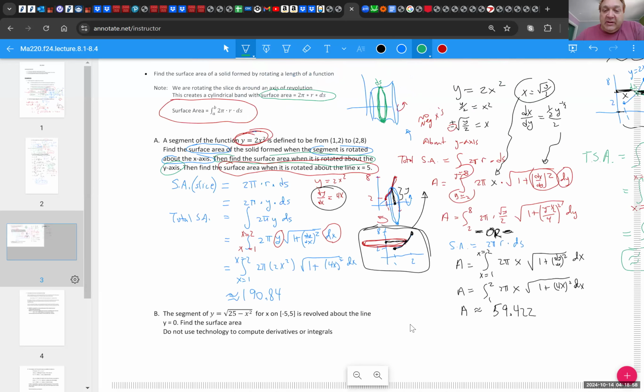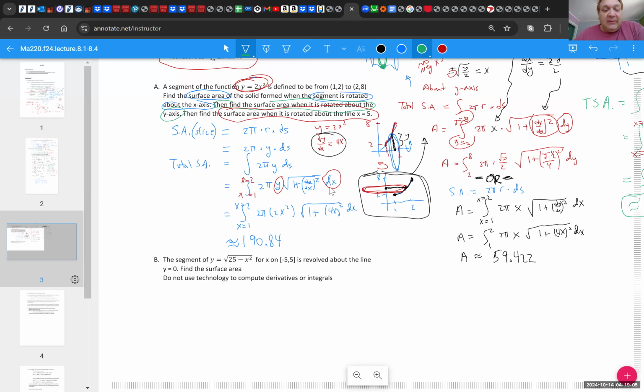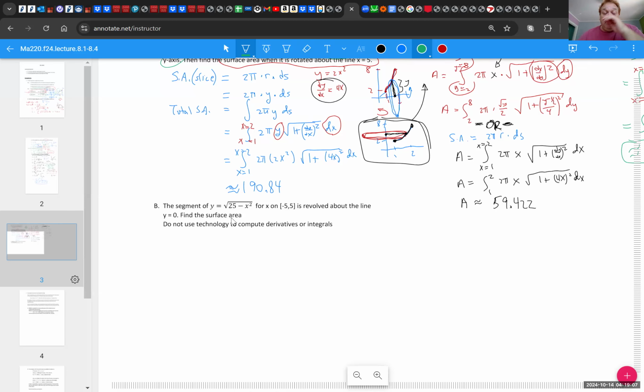So what we did here in A, there's 3 parts to A, different surface areas depending on which axes I revolved around. In part B, you can use that knowledge to see if you can find what happens when we take the segment of y equals 25 minus x squared from -5 to 5. We revolve this around y equals 0 and find the resulting surface area. And as I said, this problem is nice to do without technology, so you can give that a go if you want to practice that as well.